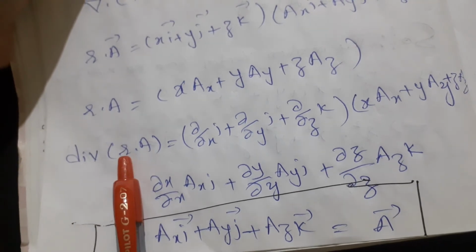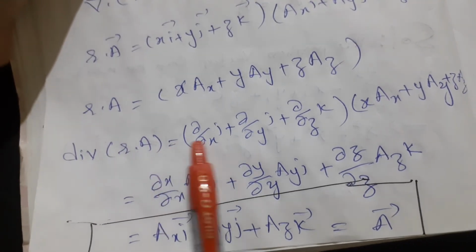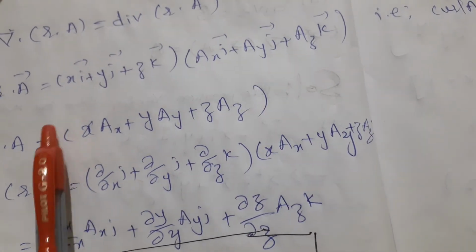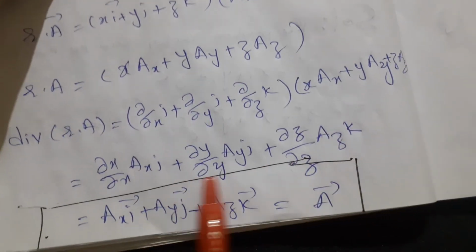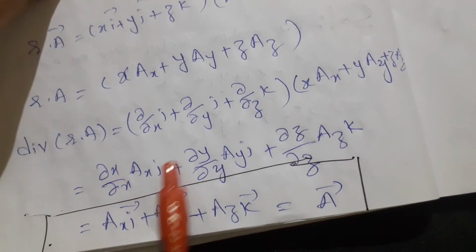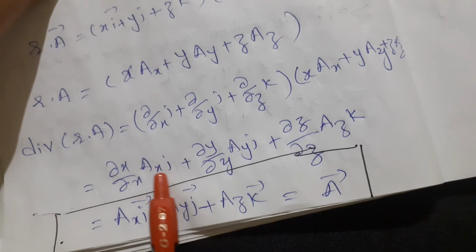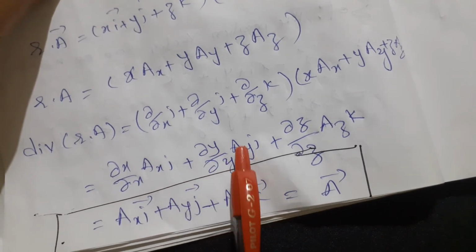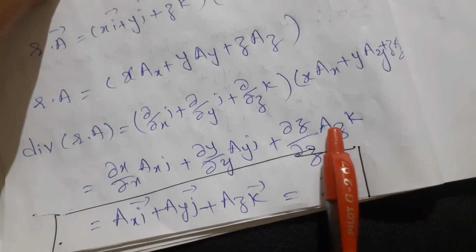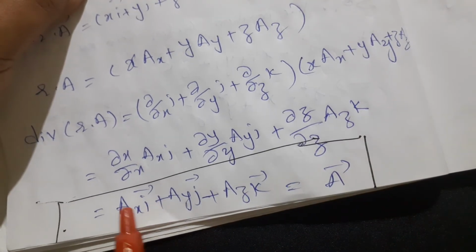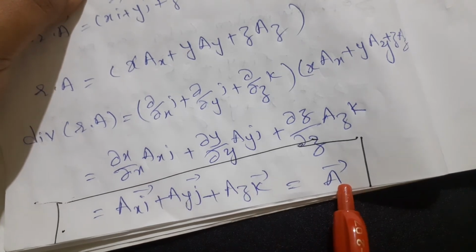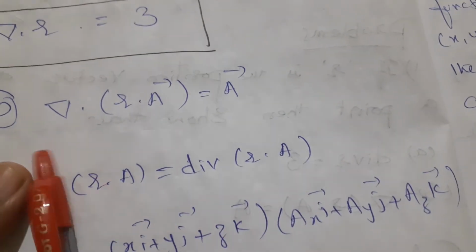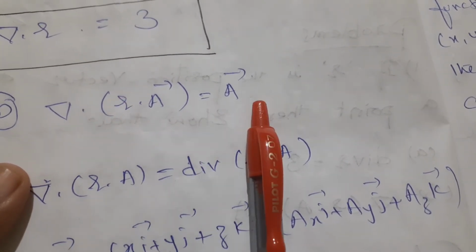So del of r dot a can be written as del operator applied to the value we already got, xAx plus yAy plus zAz. So next, the product of these two can be given as ∂x/∂x Ax i plus ∂y/∂y Ay j plus ∂z/∂z Az k. Then the ∂x terms cancel, and we get Ax i plus Ay j plus Az k, which is equal to a. So like this, we proved that del of r dot a is equal to a.